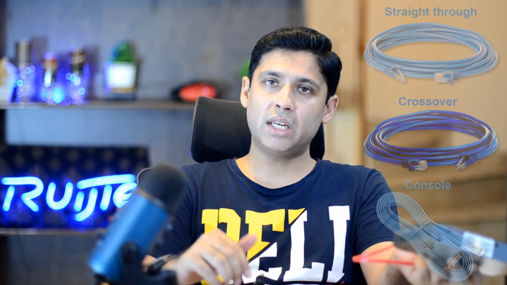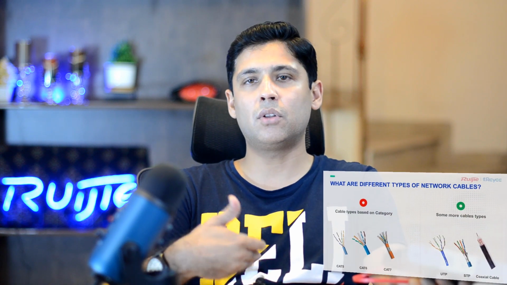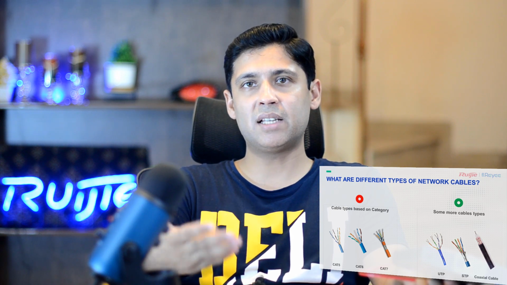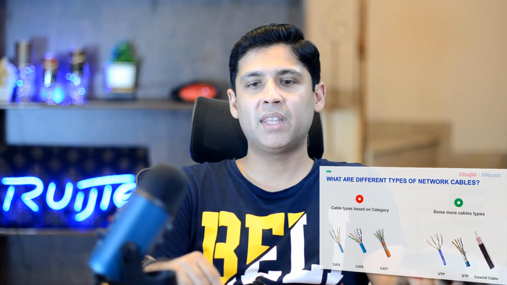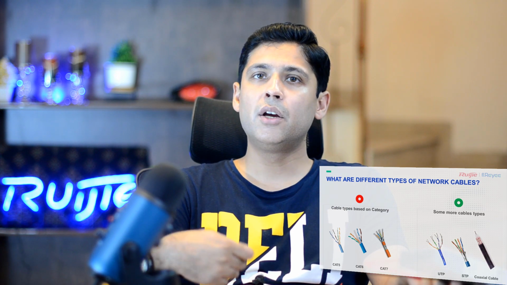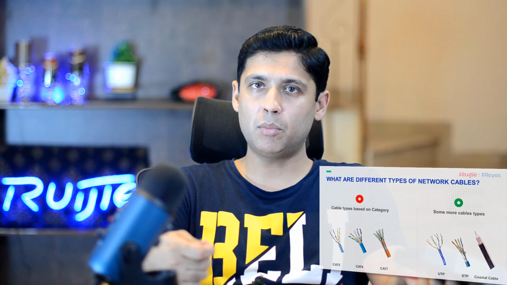We can also say that the cables are divided based on their category or based on their usage. Category means we have Cat5, Cat6, Cat6e, Cat7 cables and onwards. Then we can also say the cables are UTP cables, STP cables and coaxial cables depending on their usage. Then another type of cable which is called an optical fiber cable.